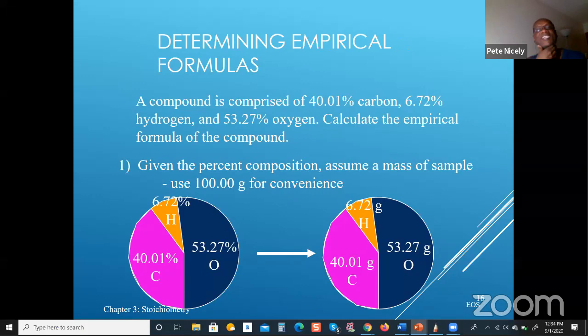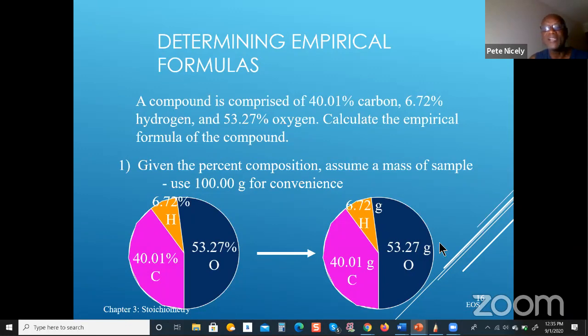So here's the first example. You have a compound that is comprised of 3 elements: carbon, hydrogen, and oxygen, all right? And they gave you the percentage of each element present in the compound. So you see you have 40.01% carbon, 6.72% hydrogen, and 53.2% oxygen. And the question is asking you to calculate the empirical formula, all right? So this is how you'd go about doing it.